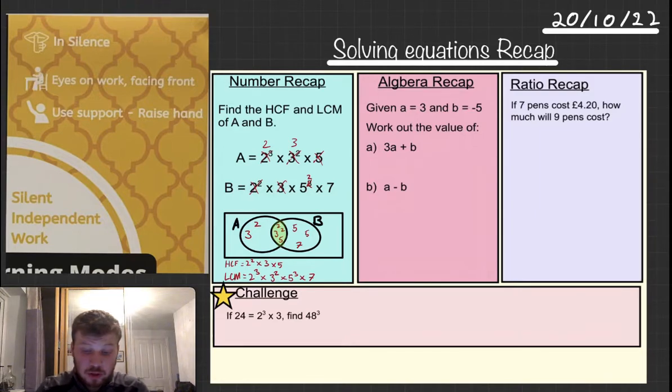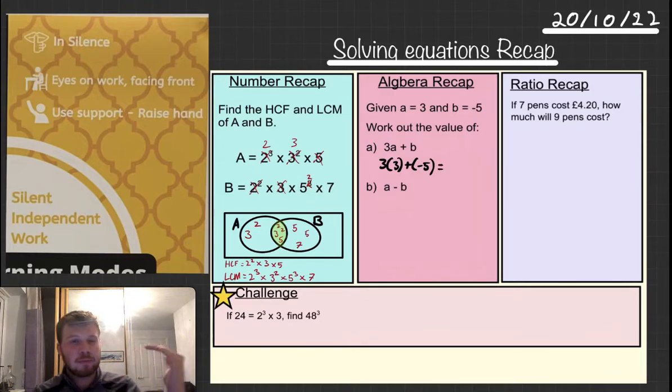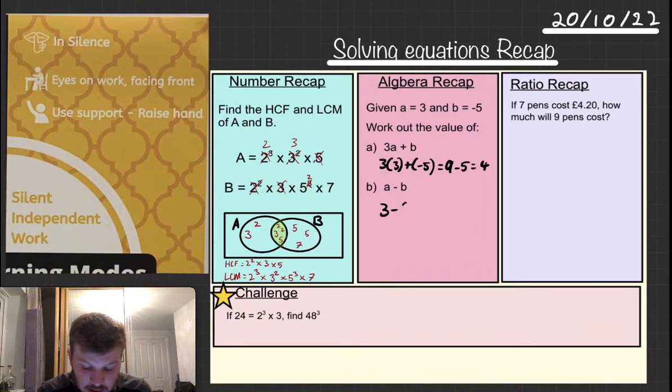Having a look at the next one, we're just looking at substitution. Given that A is equal to 3 and B is equal to negative 5, work out the value of 3A plus B. So it's 3 lots of 3 plus negative 5. Remember, we always do the substitution, and I would initially put them in brackets. This is going to give me 3 times 3, which is 9, plus negative 5, which is take away 5, so that is 4. The next one is going to give me 3 take away negative 5, which is 3 plus 5, which is 8.